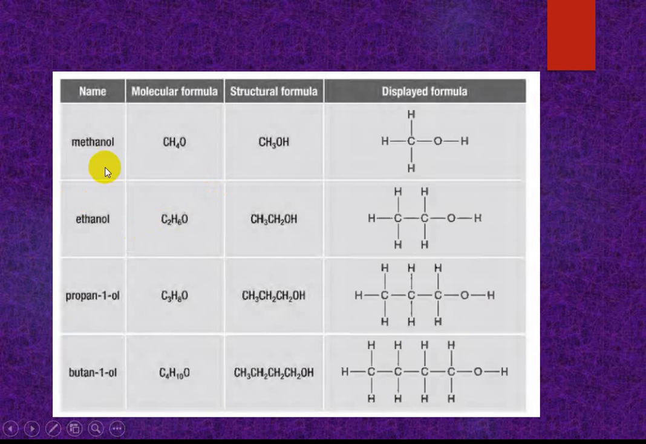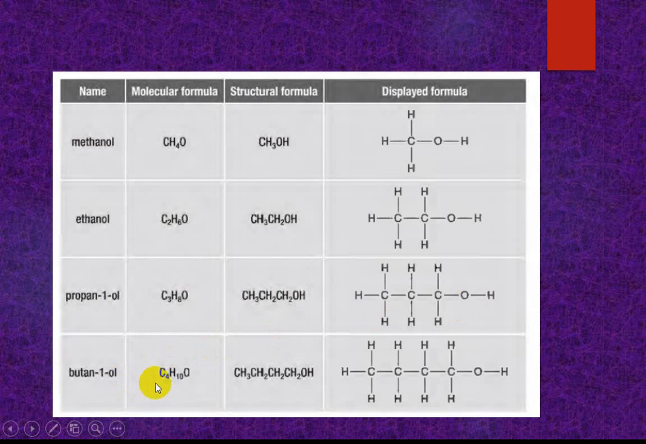Okay, this is methanol, 1 carbon in a chain, CH3OH structural formula. This is the displayed formula, OH. This hydroxyl group is bound with the carbon. CH3 CH2 OH, molecular formula of ethanol. Okay, this is propan-1-ol, that means propanol. How many carbon? 3 carbon, hydrogen 8, 1 oxygen. This is the structural formula. This is the displayed formula.